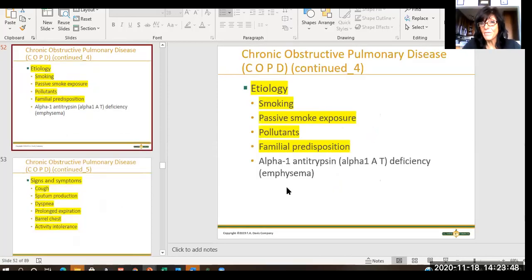So etiology for emphysema: smoking, or passive smoke exposure, which is the same thing as secondhand smoke. Pollutants. In other words, maybe you live in an area where there's a really high level of fog, or you work in a coal mine, right? Familial predisposition. In other words, emphysema runs in families. Not a guarantee that you'll get it, but you're predisposed. In other words, you have a higher risk of getting it if it runs in your family. Don't worry about the alpha-1 antitrypsin.